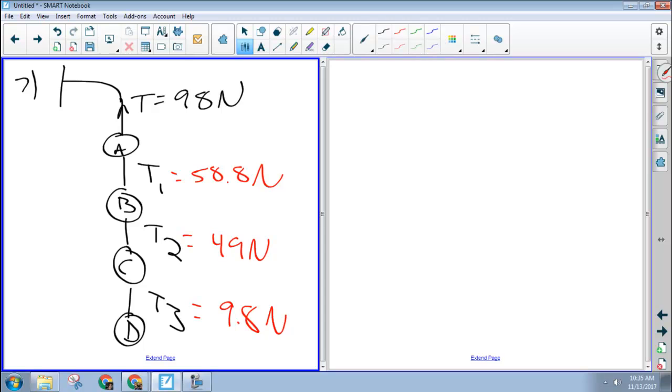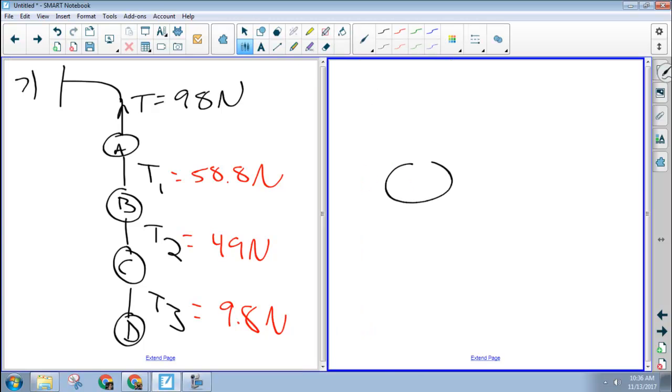Why would that make sense? Less weight. Because each cord, the farther you go down, the less weight you're suspending, right? Tension 3 is just holding up disc D, right? Yep. Tension 2 is holding up discs C and D. And tension 1 is holding up the bottom 3. Follow? Okay?